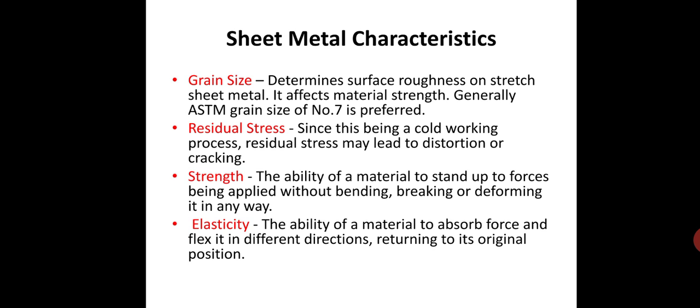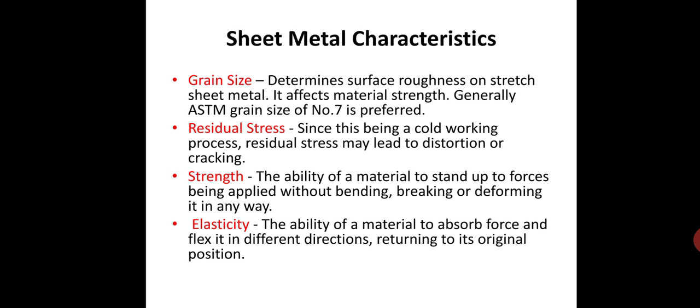Next, grain size. It determines surface roughness on stretched sheet metal. It affects material strength. Generally, an ASTM grain size of number 7 is preferred. And next is the residual stress. Since this is a cold working process, residual stress may lead to distortion or cracking.